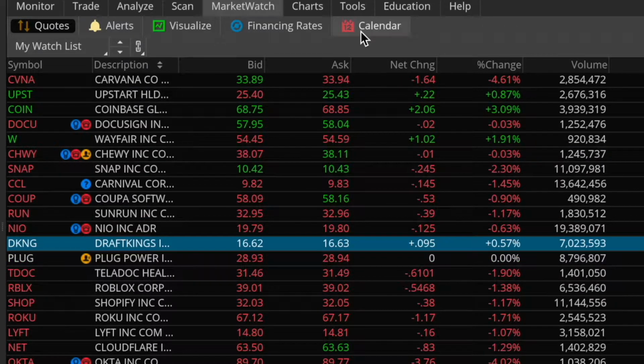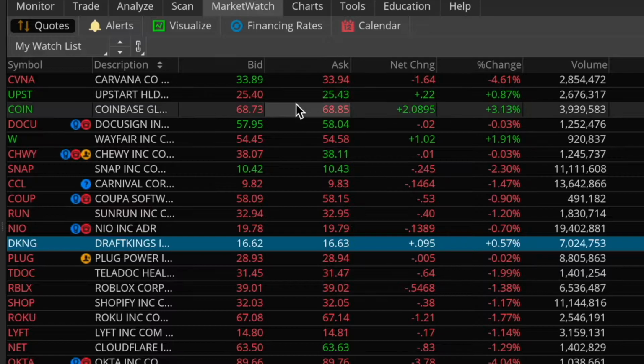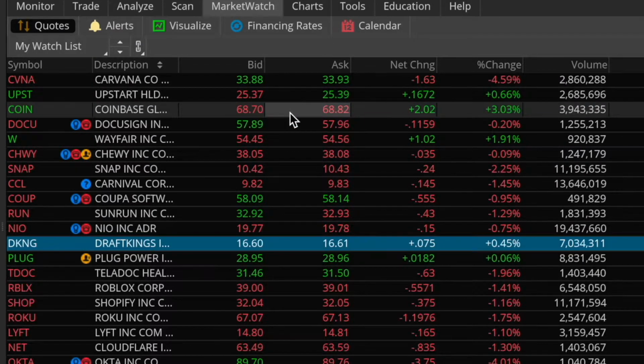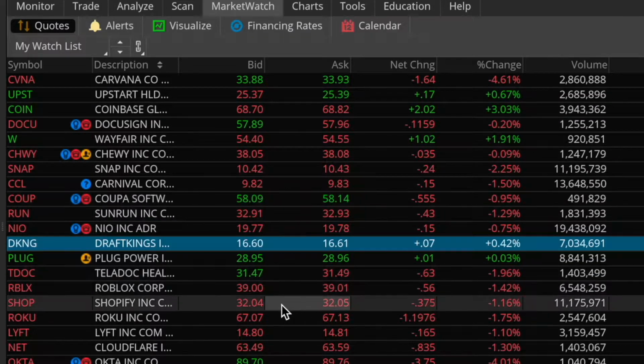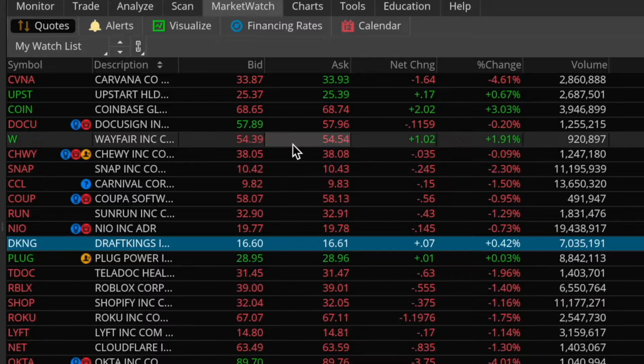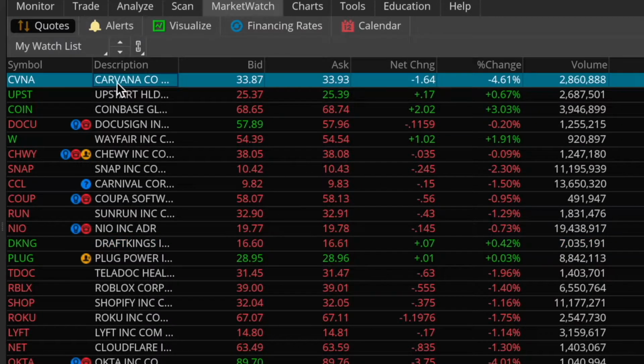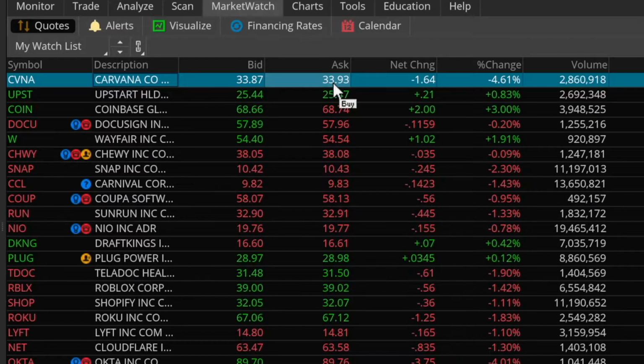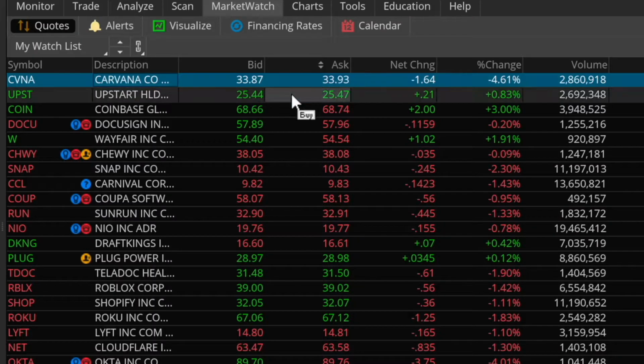And so the next two columns are the bid and ask prices of all these various stocks. Now, these two are very important for two different reasons. Number one, of course, this is how you can determine the fair price for each one of these stocks, right? For example, Carvana here, the bid price is $33.87. The asking price is $33.93. So the fair price is pretty much right in between. So I'll call it $33.90 or so.